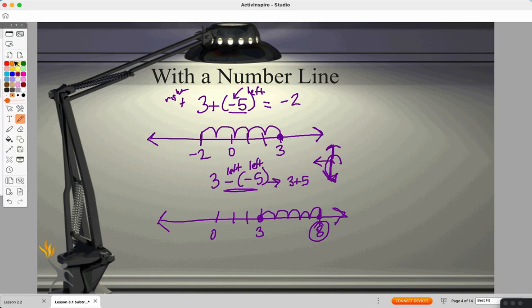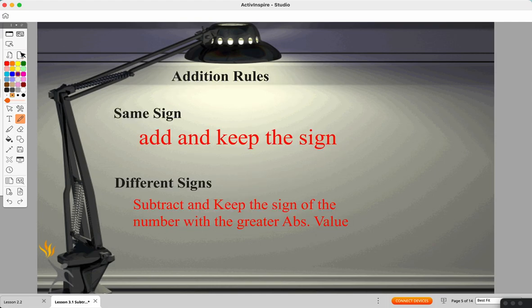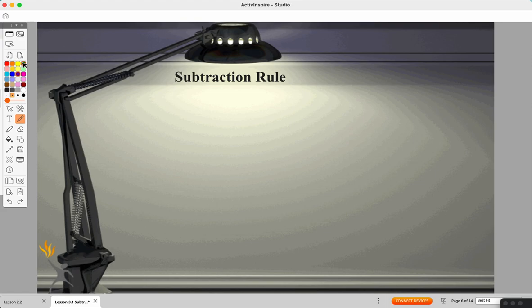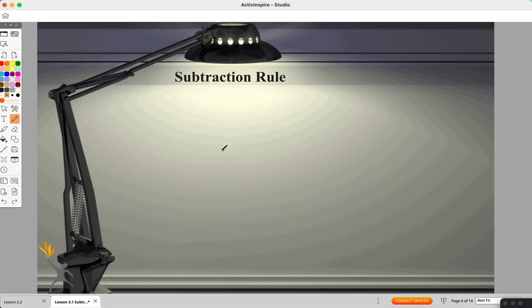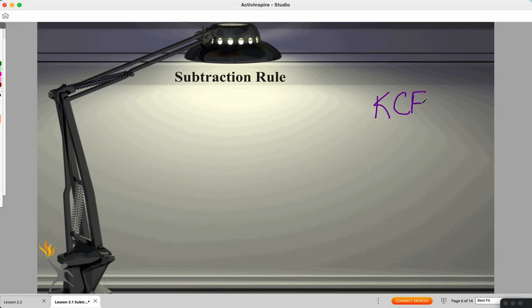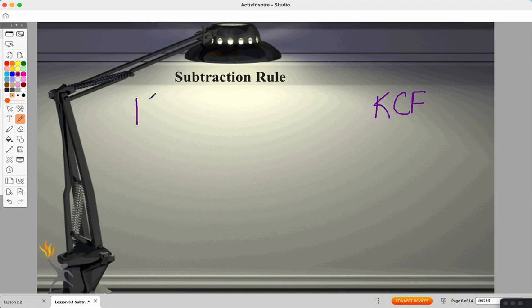We touch more on this in class, and if you're stuck on it, please reach out and talk to me. So there's a rule that kind of helps us figure that out. These are our addition rules. We're talking subtraction rules. And remember how we talked about keep, change, flip as the precursor to this? The subtraction rule is keep, change, opposite. So it's that same rule.